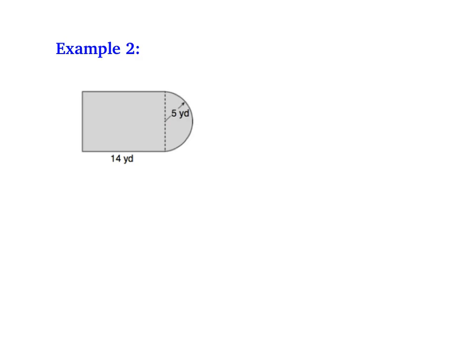Let's start the next example, again by breaking it down into the smaller shapes. So at first I see a rectangle. I know that the length of that rectangle is 14. And right now I don't yet know what the width is. So I'm going to skip that and come back to it. Next, I have a half circle. And it tells me the radius of that half circle is 5.